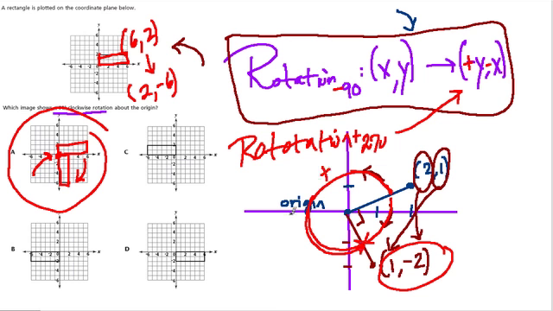counterclockwise is typically the positive direction. That would be the same thing as going negative 90 degrees this way. If you think about it, well, here's 90 degrees, here's 270, that's a full circle. So in fact, both approaches give you the same formula, (positive y, negative x). Okay, I hope that helped.